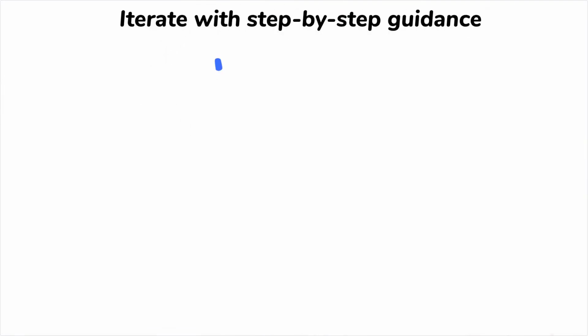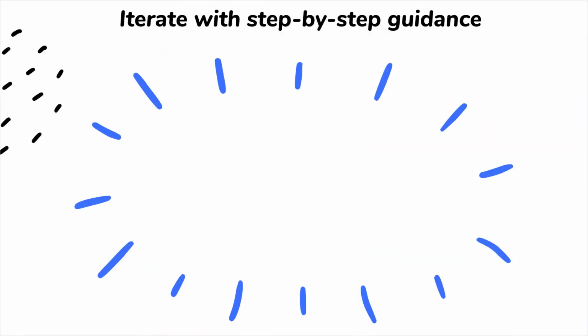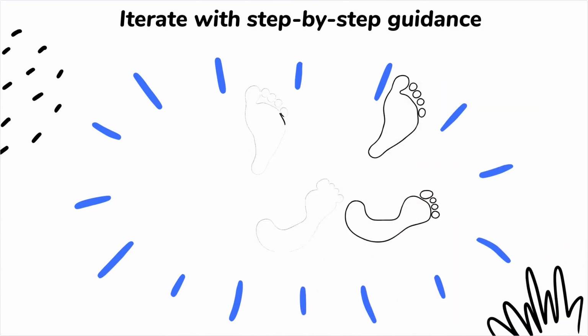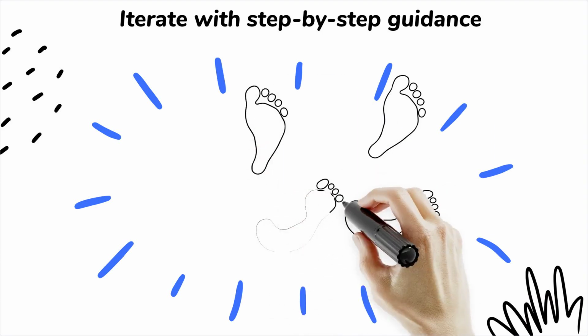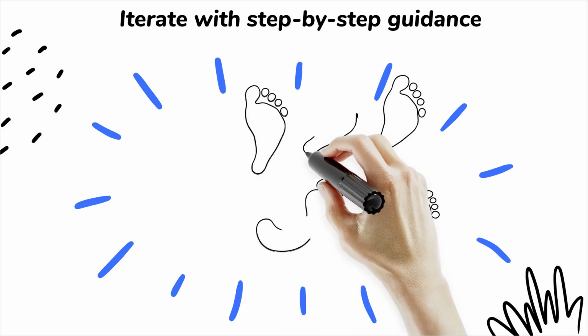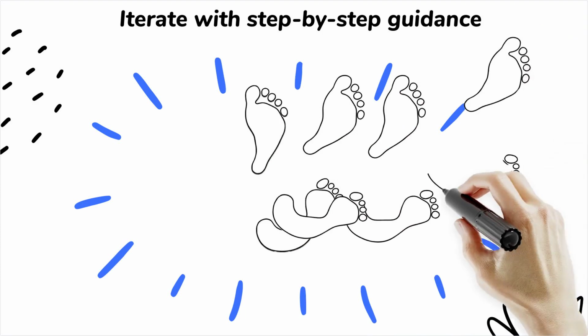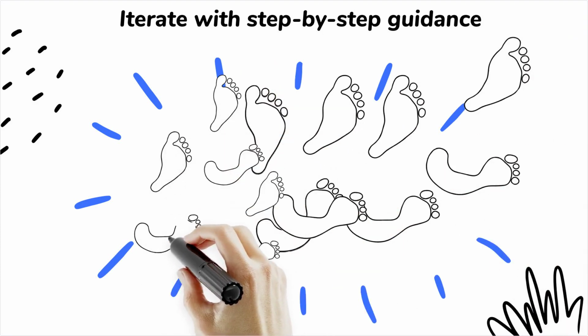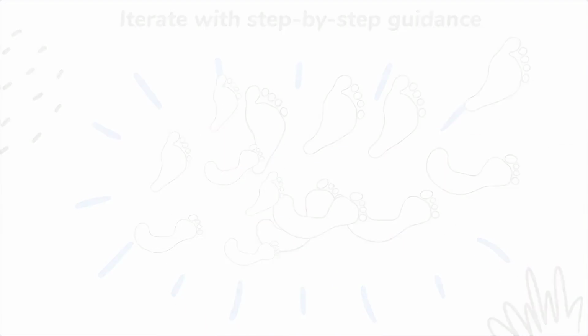Iterate with step-by-step guidance. Guide the model by breaking tasks into smaller steps. Ask for an explanation or outline, request implementation details, and refine or adjust results. For example, explain how to implement OAuth in a web app, followed by: now provide code examples in Node.js with Express.